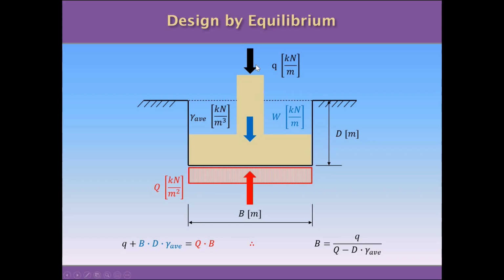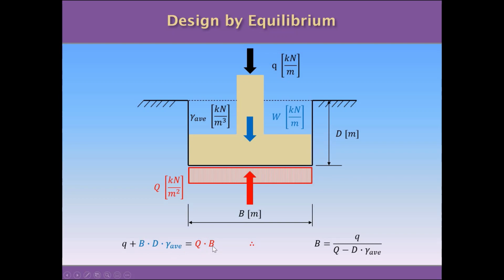To avoid this failure, we use the summation of forces in the vertical direction. Basically we are using the principle of equilibrium: the load coming from the building plus the self-weight of the foundation has to be equal to the bearing capacity multiplied by B, because remember that the bearing capacity is a stress. Multiplying by B, we get a force per meter, which is equal to the force acting on the foundation, also a force per meter, plus the self-weight of the foundation and the soil, which is a force per meter as well. So this is our equation of equilibrium. If we reach equilibrium, we are in good conditions.